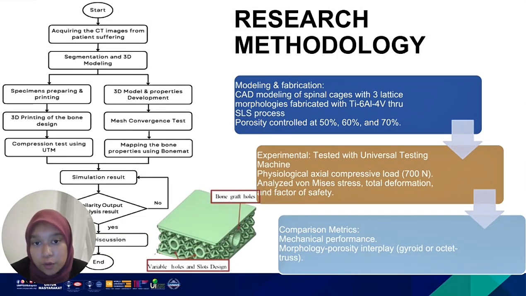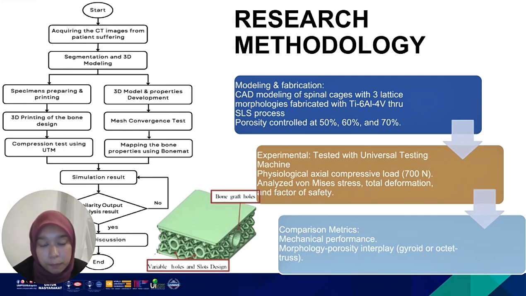On the left is the overall flowchart of this project. The way we conduct the project begins with modeling and fabrication, which focuses on evaluating the mechanical performance of the spinal cage based on the interplay between morphology and porosity. From the foundation, we developed 3D models of the spinal cage with three lattice morphologies, fabricated with titanium material through the LPBF process. The porosity is controlled at 50%, 60%, and 70%.